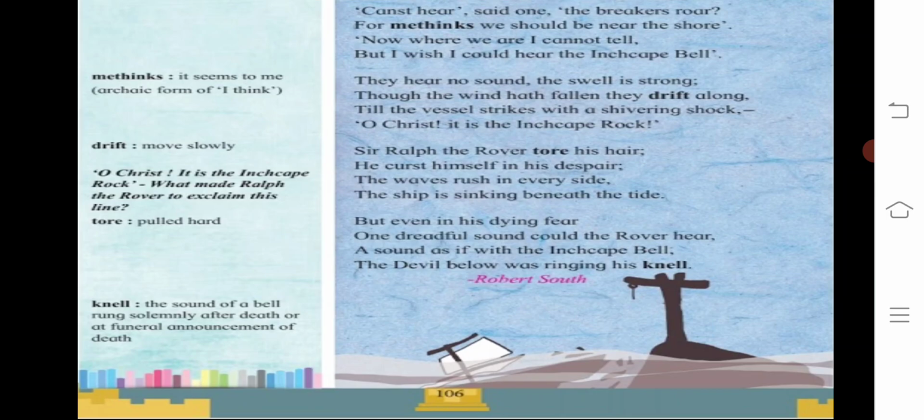He cursed himself in his despair. The waves rush in on every side, the ship is sinking beneath the tide. But even in his dying fear, one dreadful sound could the rover hear, a sound as if with the Inchcape bell the devil below was ringing his knell.